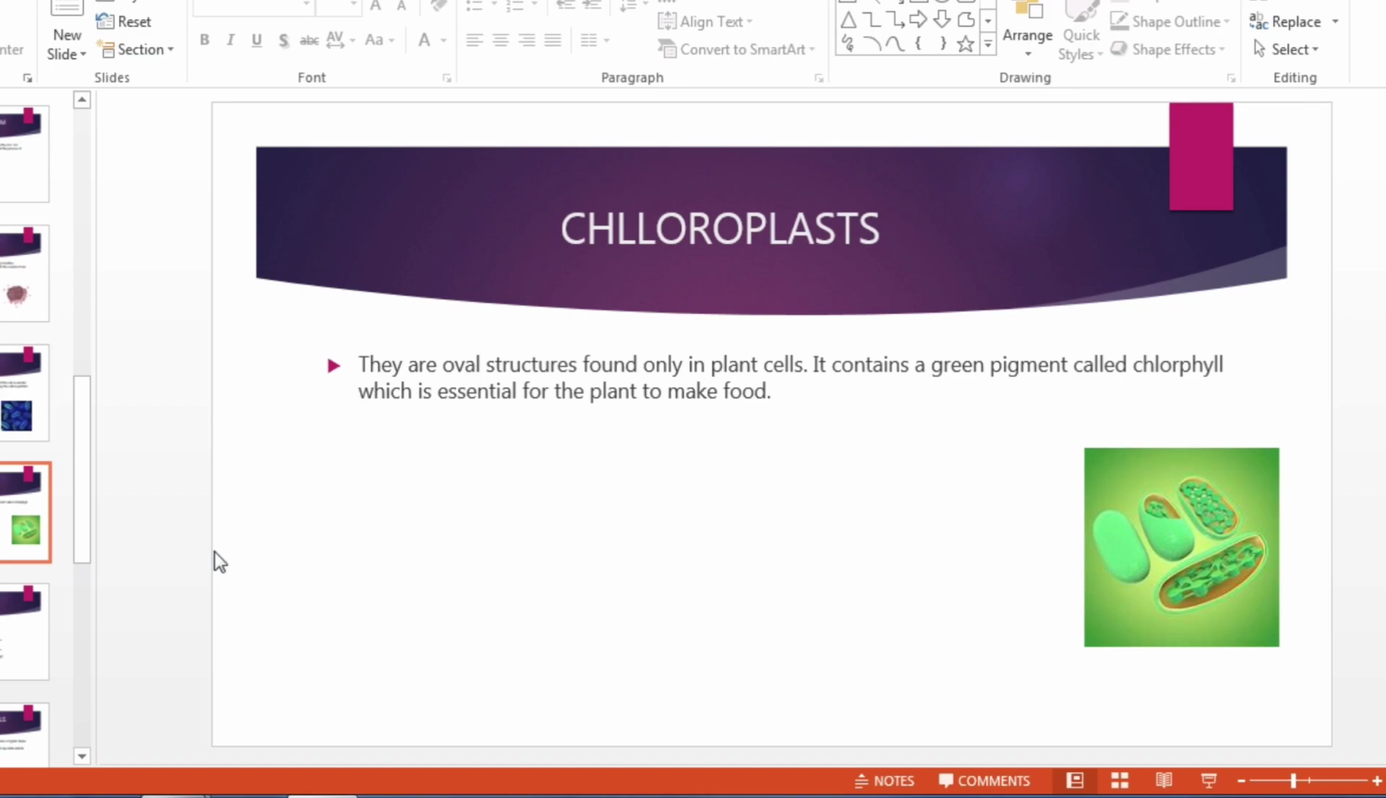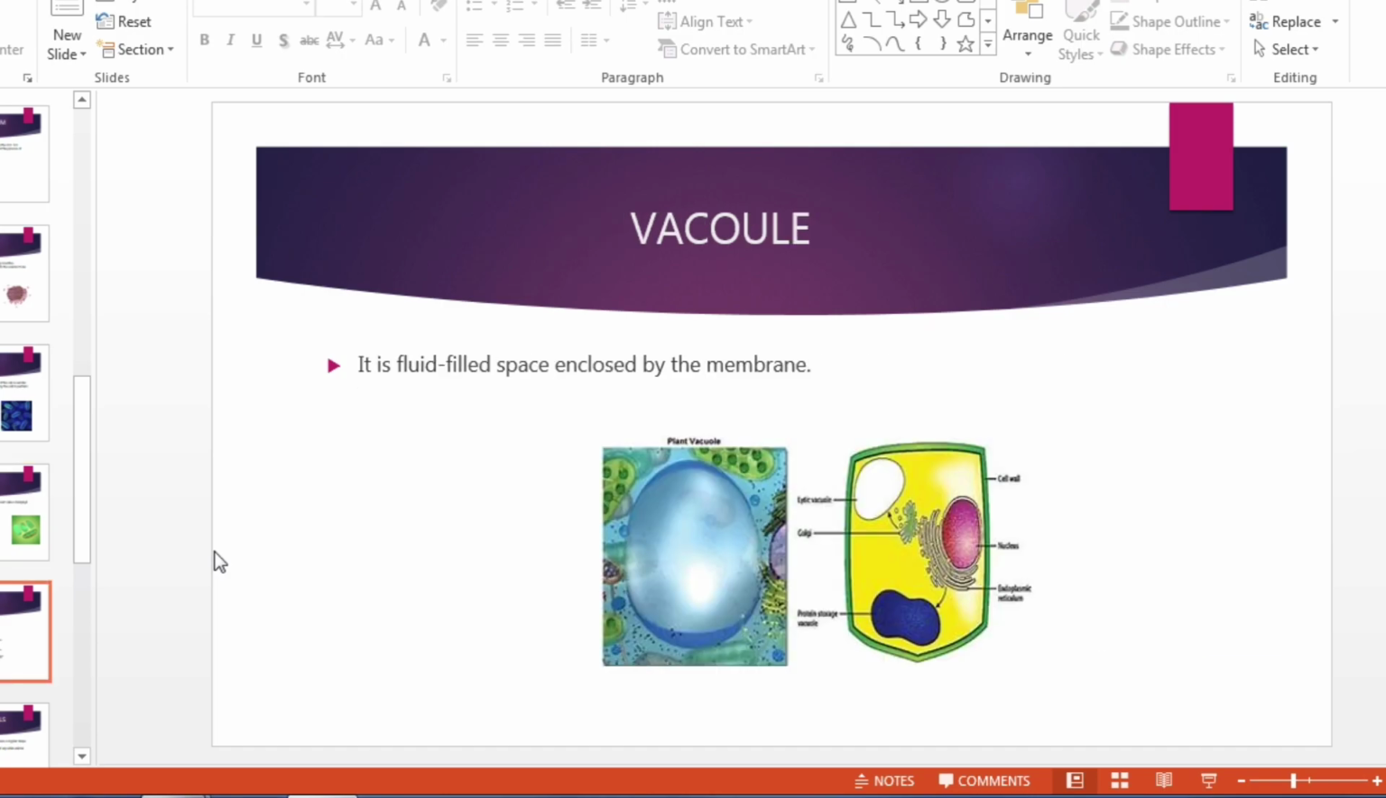The next cell organelle is chloroplast. Chloroplast is an oval structure which is only present in plant cells. These are not present in animal cells because plants need to make their own food through sunlight. Chloroplast contains green pigment called chlorophyll, which helps to trap sunlight and convert it into food for the plant. We'll study that in detail further on in the syllabus.